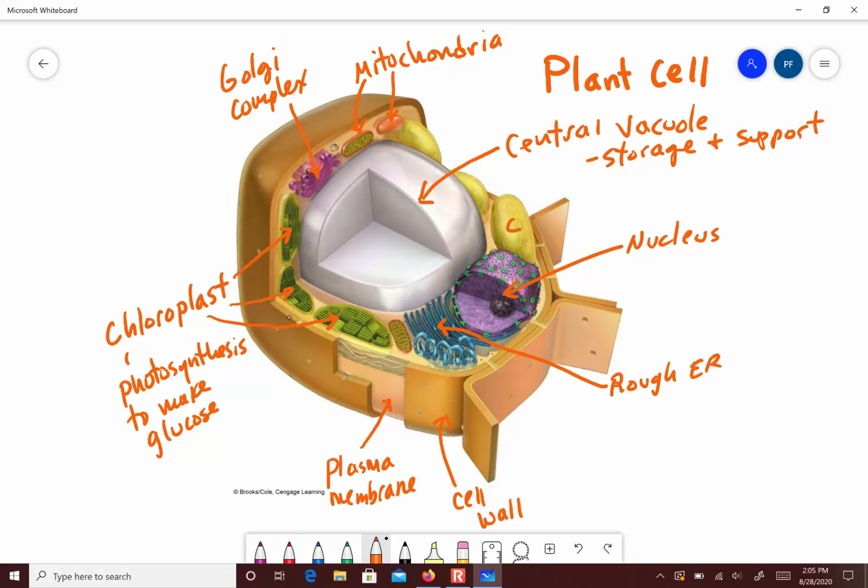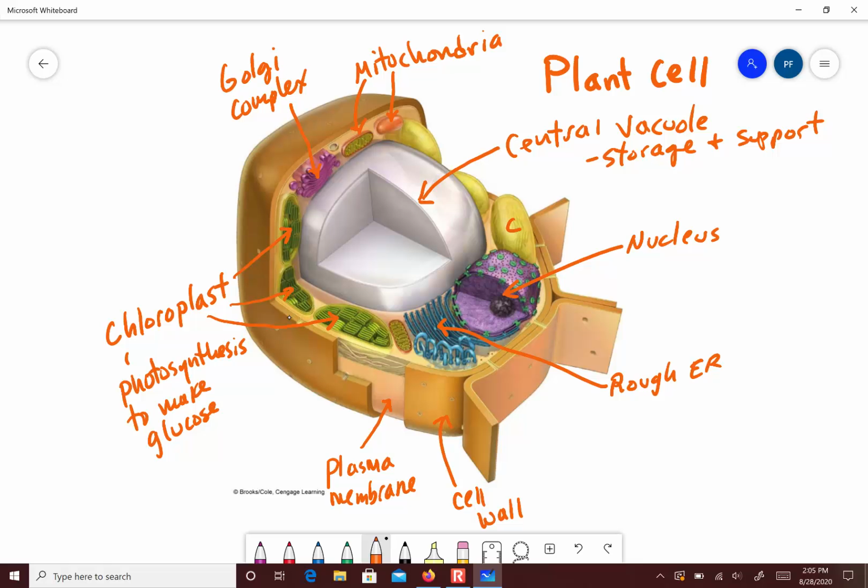And then the support function is really cool for this because this central vacuole has a lot of water. It's basically like a big water bubble inside the cell. It's surrounded by membrane. And that water in the vacuole has pressure to it. It's kind of like filling a water balloon with water. Then there's some pressure associated with that. And that pressure provides some extra support for this cell.